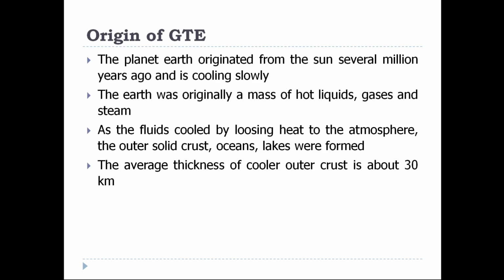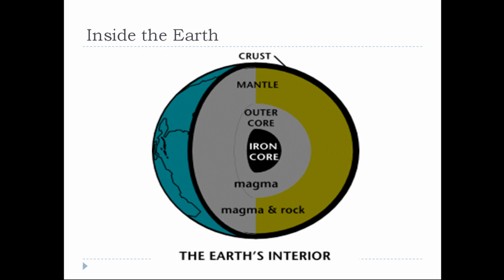The average thickness of the cooler outer crust is about 30 kilometers. This is a half cross-sectional view of the Earth's interior. There is an iron core, then magma, mantle, and finally the crust. You can see the relative thicknesses. The crust itself is very thin compared to the other layers.